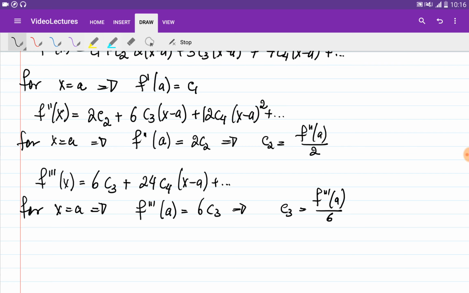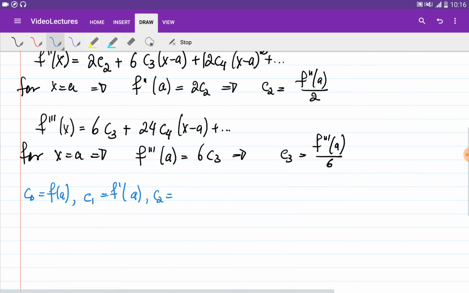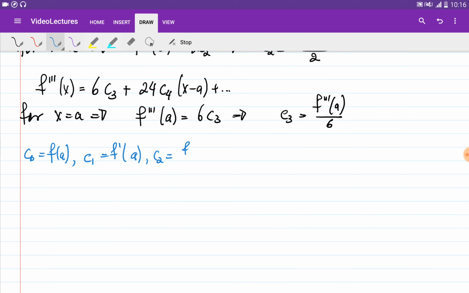Right? So let us write down all the coefficients which are found in a sequence. So c0 is going to be f of a. c1 is the first derivative of the function at the point a. c2 is equal to the second derivative of the function at the point a divided by 2. c3 is equal to the third derivative of the function at the point a divided by 6, right? Which can be written as 3 factorial.